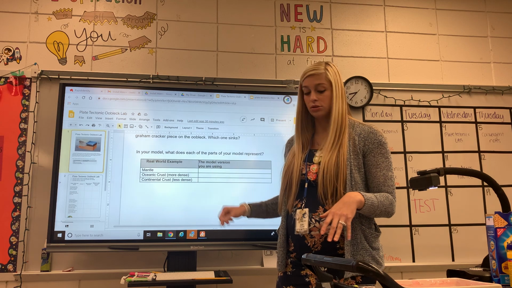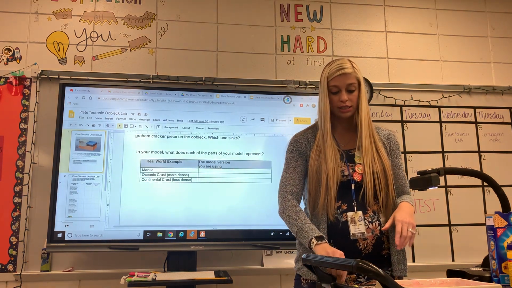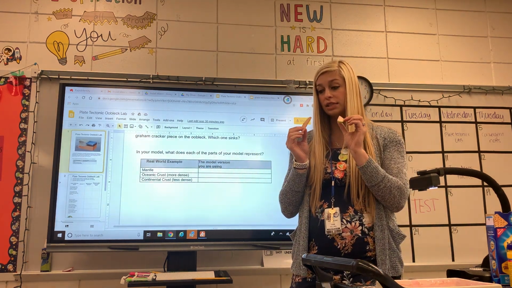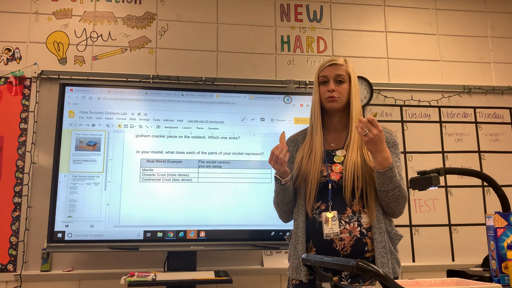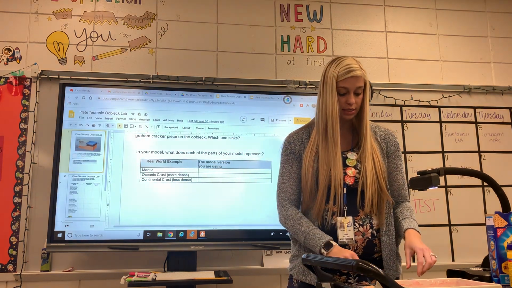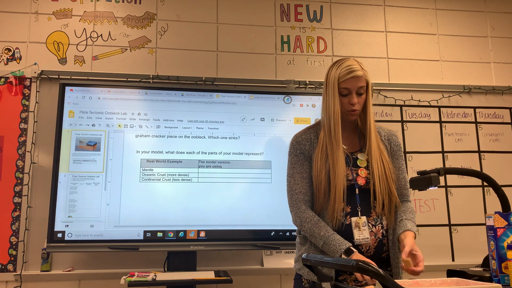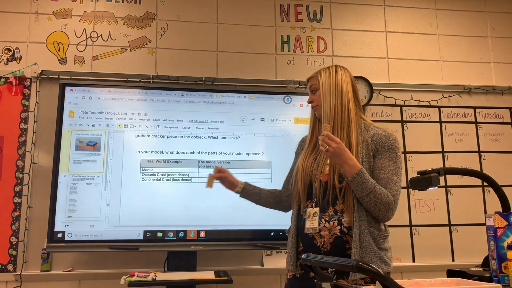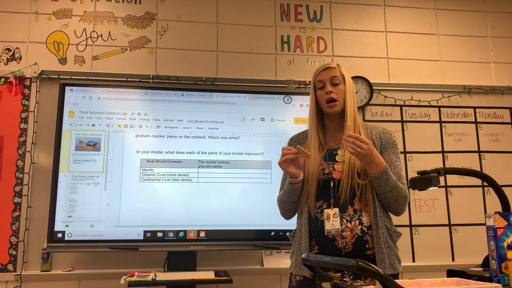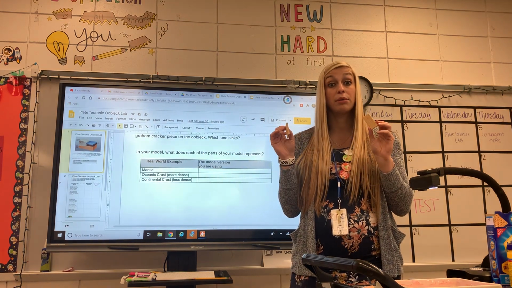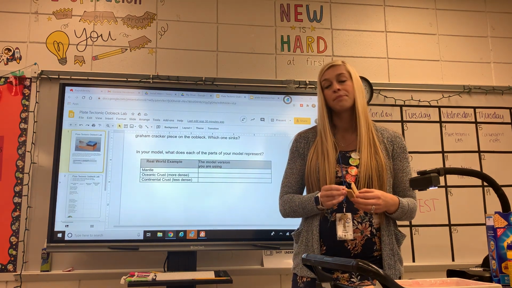That represents our mantle. Our ocean crust is going to be 2 apple slices. Ignore how dirty my hands are, it's the Oobleck. But you need 2 apple slices, and you will need 4 little pieces of graham cracker for our continental crust, which means you just need 1 graham cracker broken up into 4 pieces.